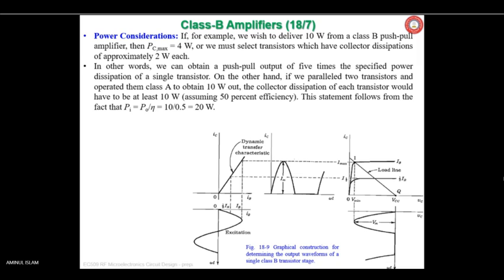On the other hand, if we paralleled 2 transistors and operated them class A to obtain 10 watt out, the collector dissipation of each transistor would have to be at least 10 watt, assuming 50% efficiency, of course. This statement follows from the fact that Pi equals P0 by eta, where eta is the efficiency, which is taken as 0.5. So 10 by 0.5 equals 20 watt is the value of Pi.